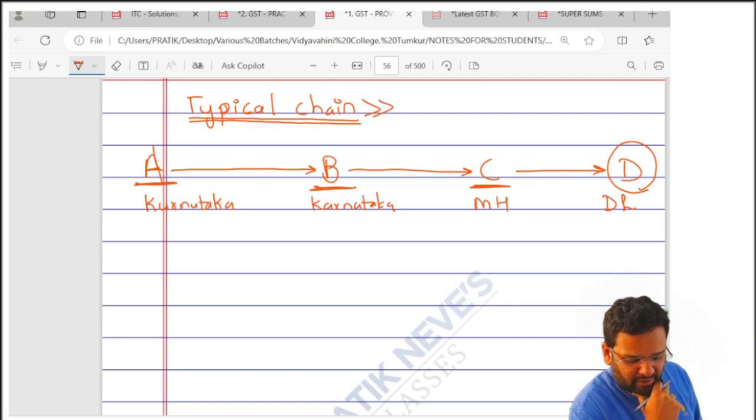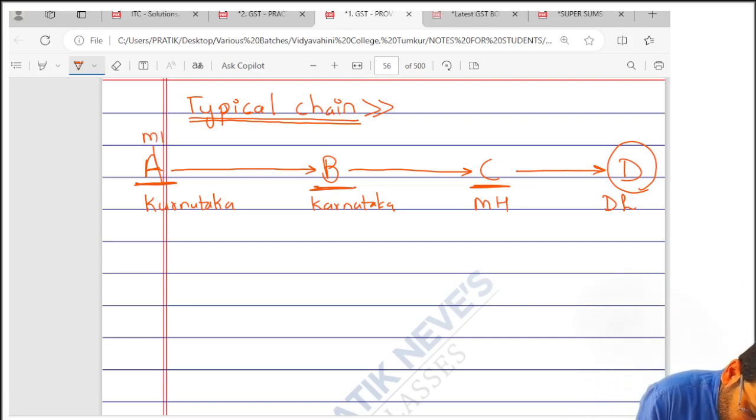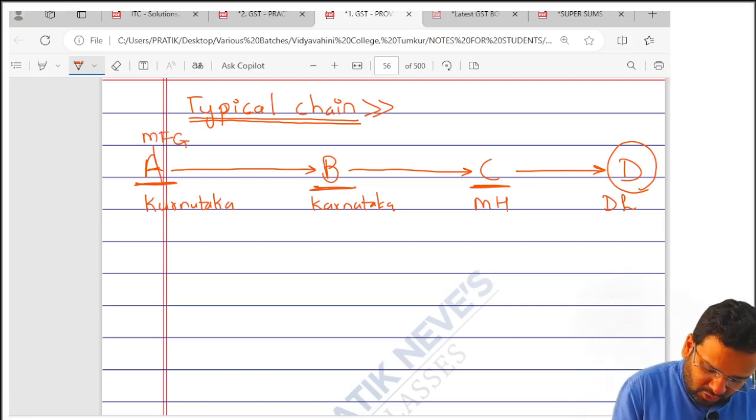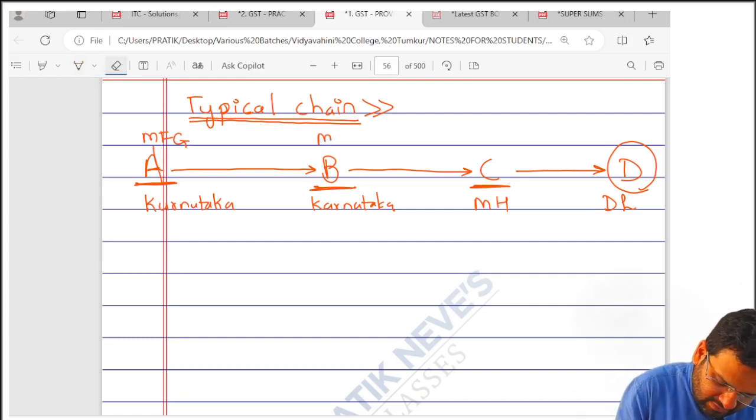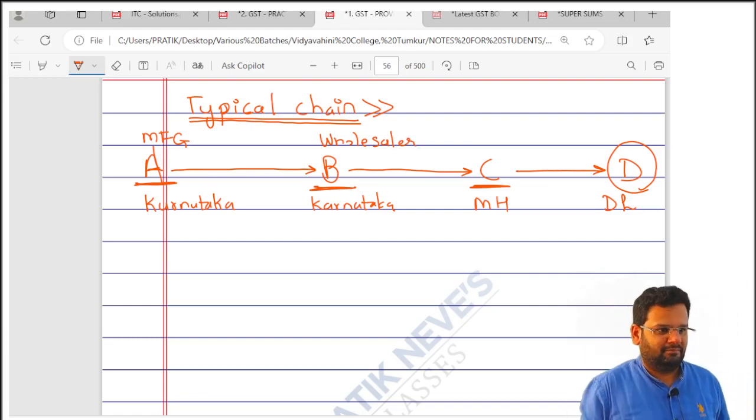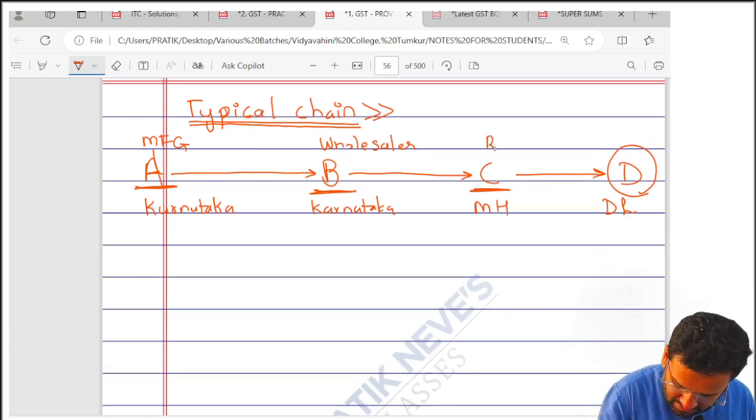Suppose this is the flow of the transaction. The goods were manufactured in Karnataka. Logical. They went to a wholesaler in Karnataka. They went to a retailer in, so they are moving northwards, Maharashtra, and they are sold finally to the end consumer in Delhi.